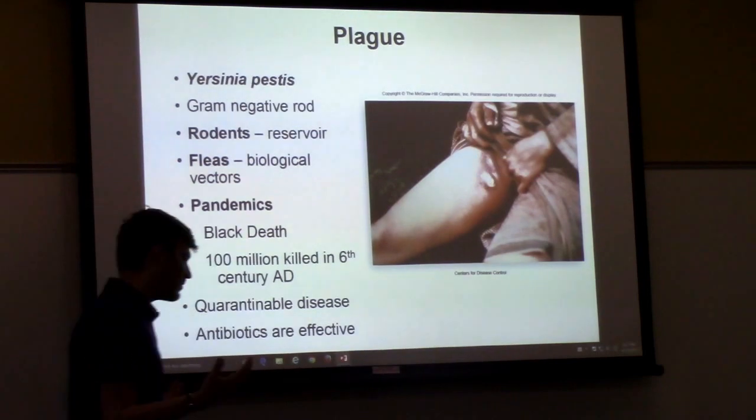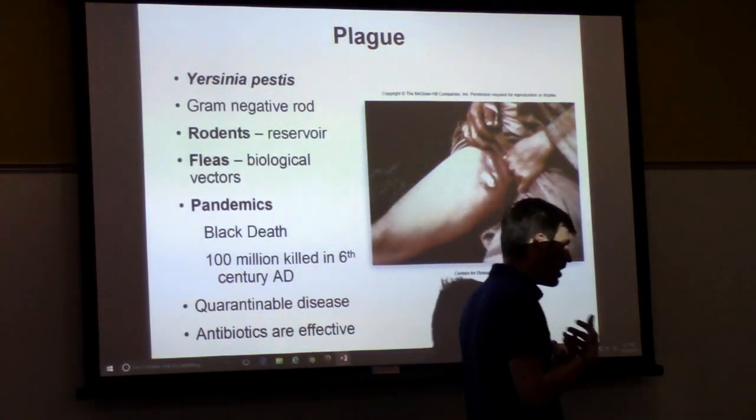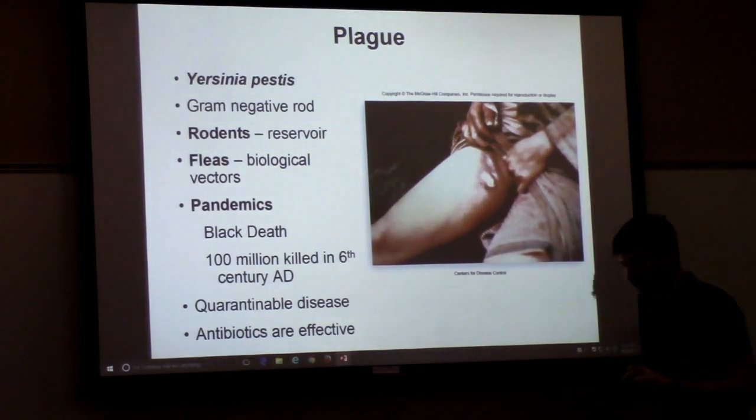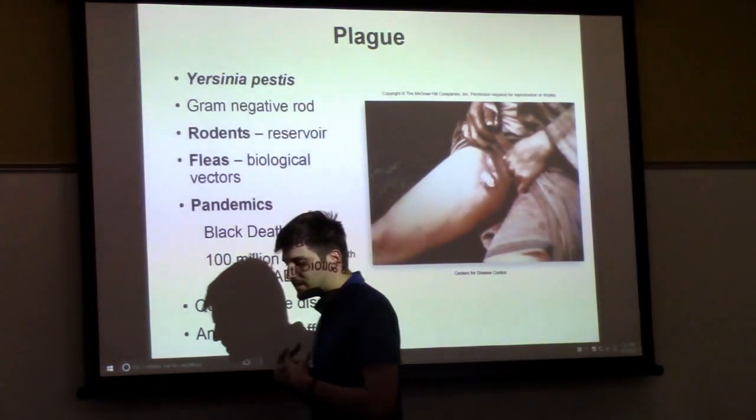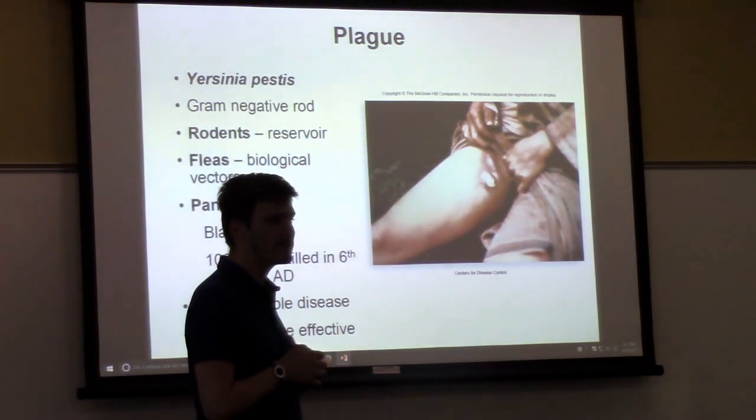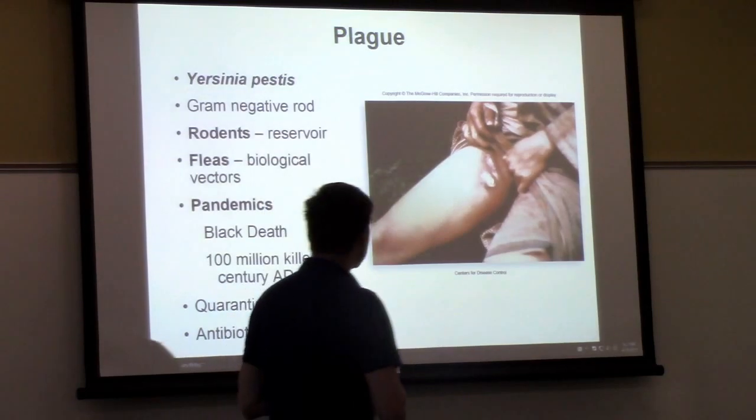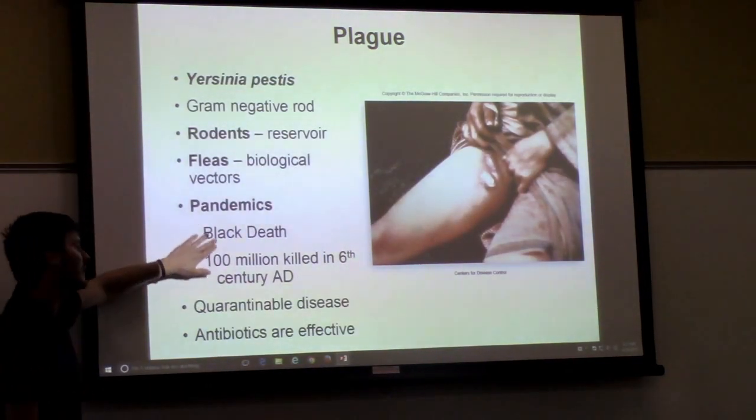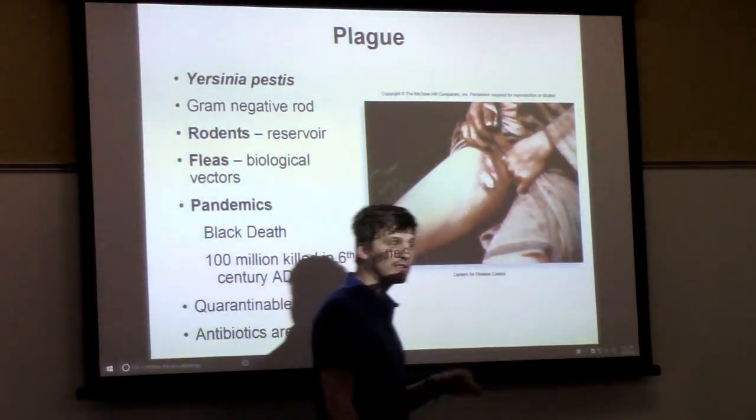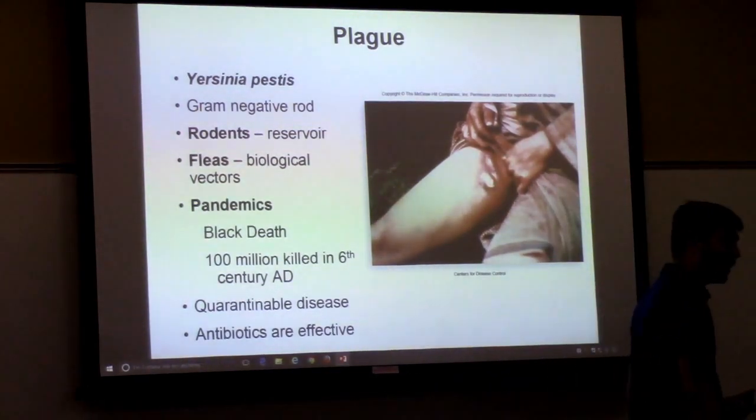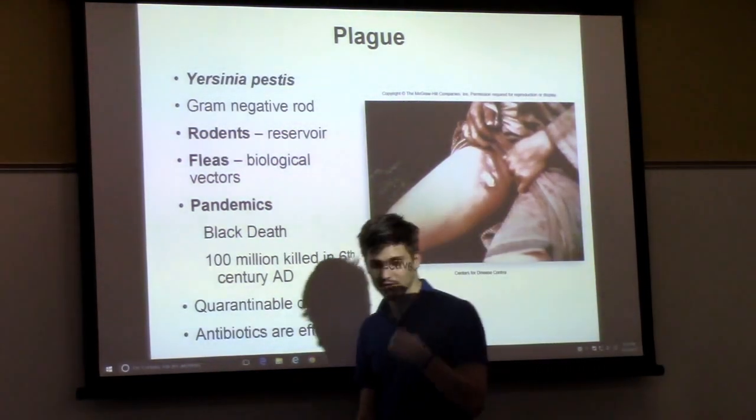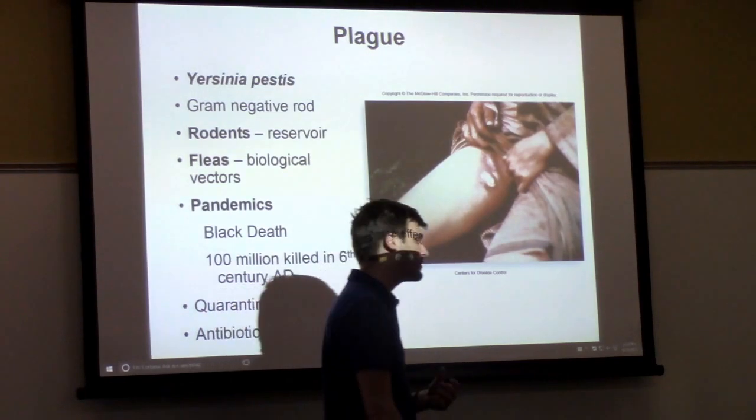If it goes into the bloodstream, it's known as septicemic plague. And if it goes into the lungs, it's known as pneumonic plague. Pneumonic plague is very, very deadly without treatment. It has about a 90% mortality rate. And once it's in the lungs, it becomes easily transmissible from one person to the next through contaminated aerosolized droplets. This is why historically plague has been a very important pandemic, because it resulted in the Black Death, 6th century AD, which killed about 100 million people, or about 25% of the world population. Again, it's because of its ability to spread from one person to the next through contaminated aerosolized droplets and have a 90% mortality rate.